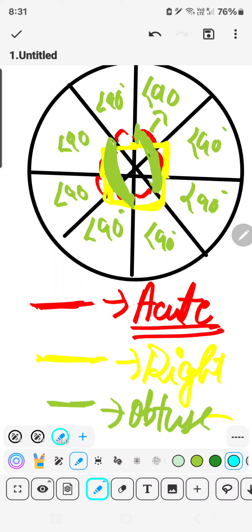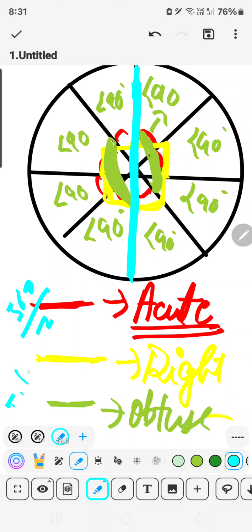If now I move towards the straight angle, see this straight line, this divides a circle into two halves. If you divide 360 by 2, you will receive 180. Right? 180 is a straight line because it divides the circle into two halves. Right? 180. Moving to the reflex angle.